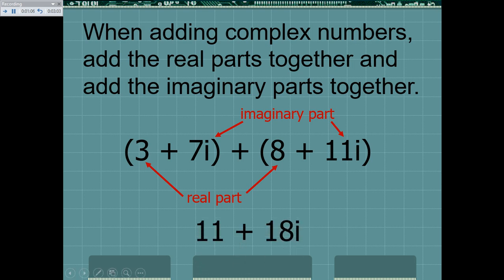By combining 3 and 8, we will have 11. So 11 is the real part, while 7 iota and 11 iota, by adding, we will get 18 iota. In this way we add one complex number with the second complex number: add real with real, imaginary with imaginary. So you will get its addition. 11 plus 18 iota is the addition of 3 plus 7 iota and 8 plus 11 iota.